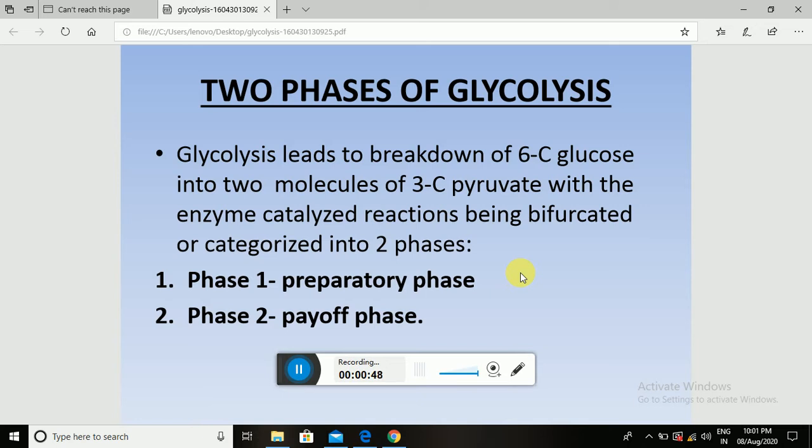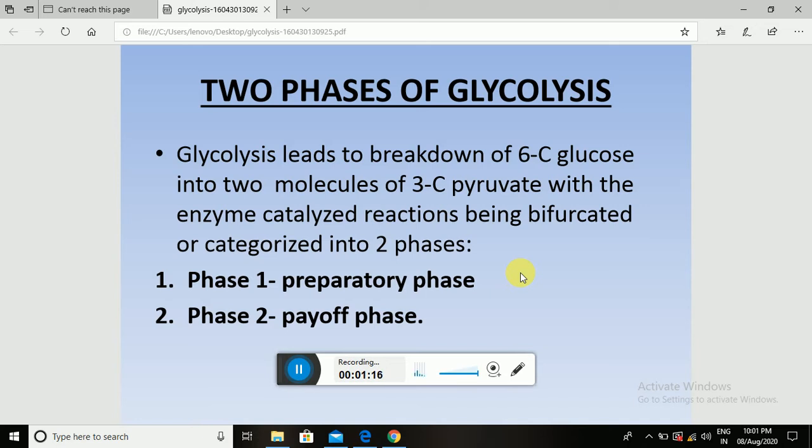Two important phases are phase one, the preparatory phase, and phase two, the payoff phase. When the different enzymes act on glucose, the glucose molecule gets converted into two molecules of 3 carbon pyruvate. The specific enzyme catalyzed reactions are categorized into two phases: the preparatory phase and the payoff phase.